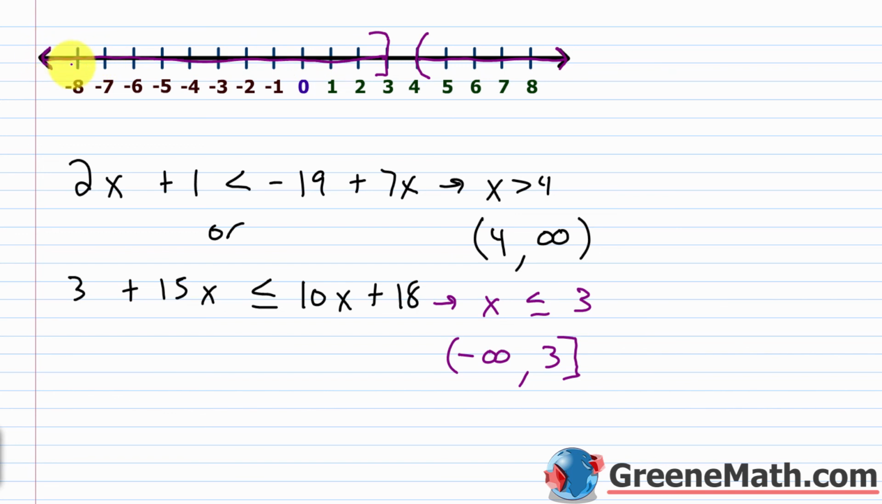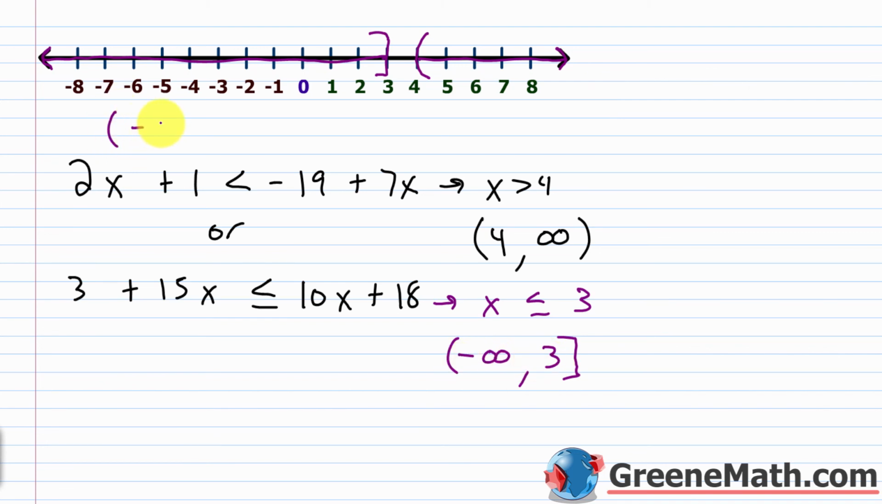Now, you can see that there's no overlap between the two solutions. So if this wasn't an or, if this was an and, you would have no solution for the compound inequality. But because this is or, and it can be a solution to either, to be a solution for the compound inequality, it's the union of the two solution sets. So in other words, it is this one right here.